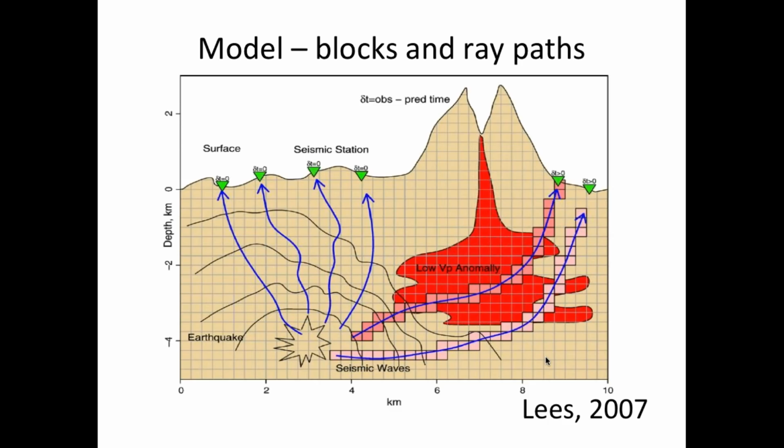So what we actually model is velocity differences, and then we interpret the velocity differences in terms of whether molten rock may be present to explain what's going on. This general idea is called tomography. It's similar to medical tomography on your head.